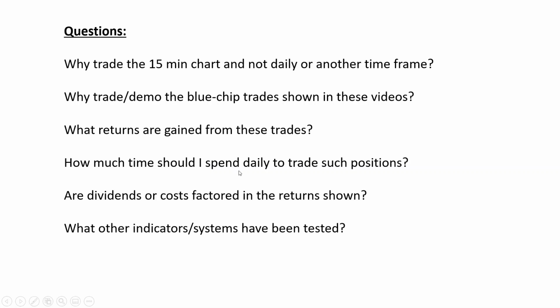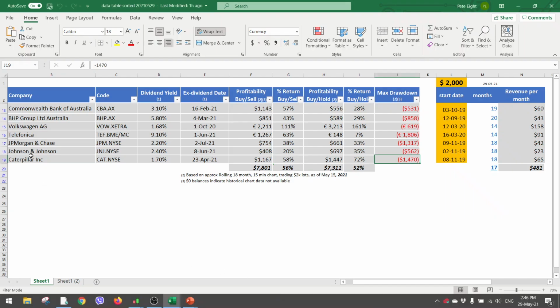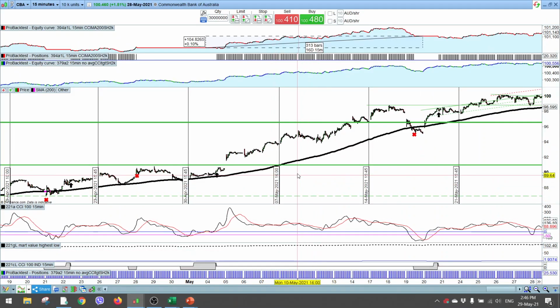So in terms of time spent daily, if I was to trade these seven shares on a daily basis, I would literally spend, okay, where are we today? We've entered above zero. I'd make an entry. I'd buy $2,000 worth. Done.